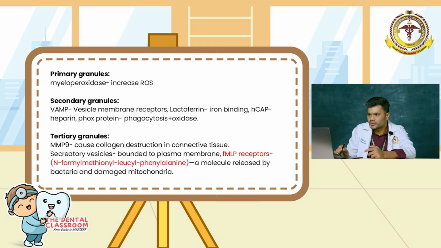See this myeloperoxidase, which is going to increase the ROS. What is this ROS? Reactive oxygen species. So next we will go into secondary granules. I already told it has a receptor which is called VAMP. What is this VAMP? Vesicle membrane receptors. Okay. Another important thing in secondary granules is lactoferrin, iron binding granules.